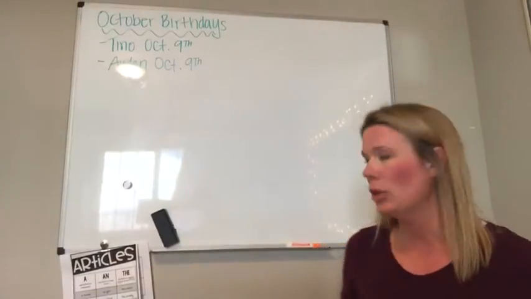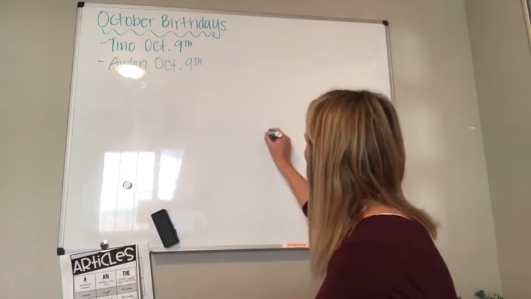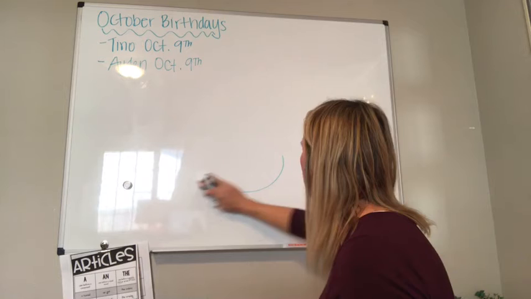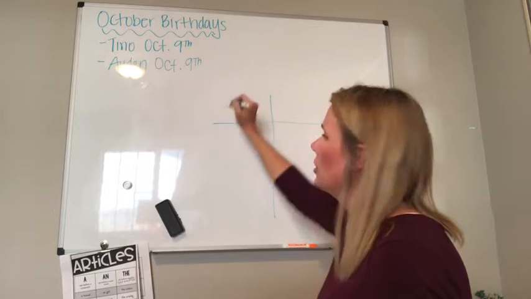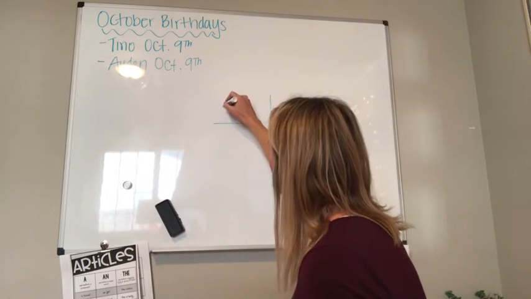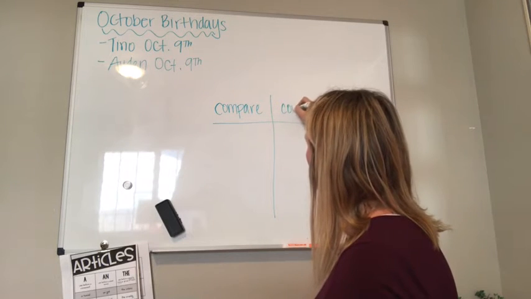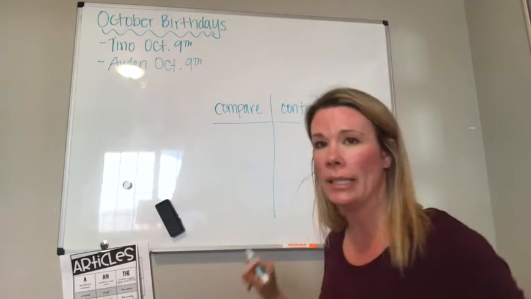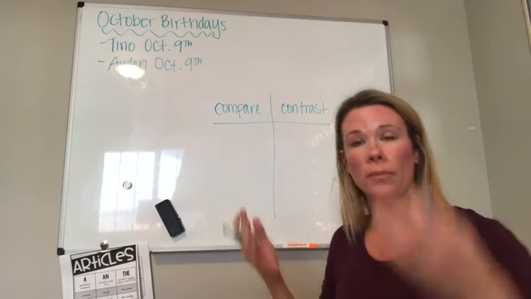So let's look at something like this. What if we were to compare and contrast? I'm going to use a Venn diagram for this. Actually, I might use a T-chart for this so you can see my words. So what are the similarities? So compare and contrast. And the things we're going to compare and contrast are apples and oranges. Pretty easy, right? Apples and oranges. So what are the similarities between apples and oranges?